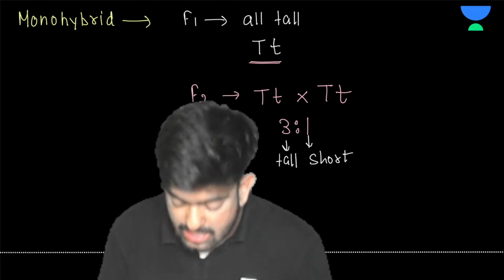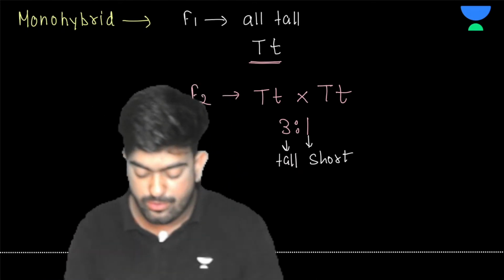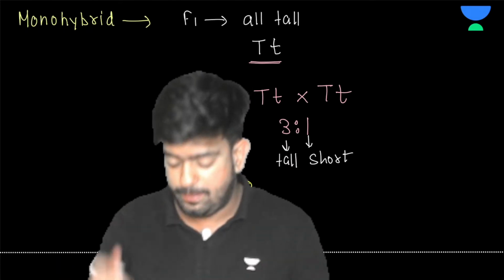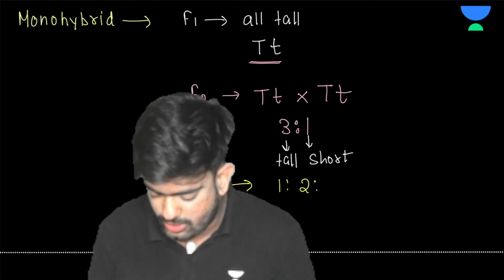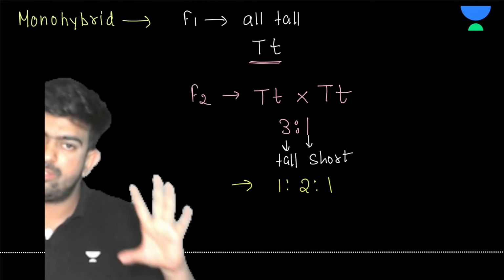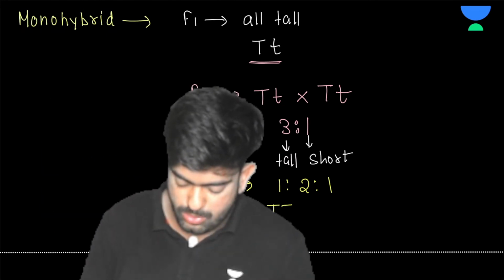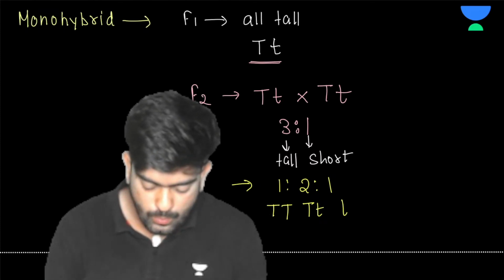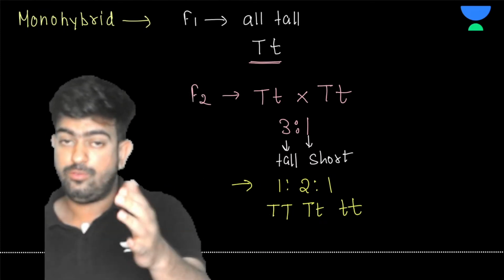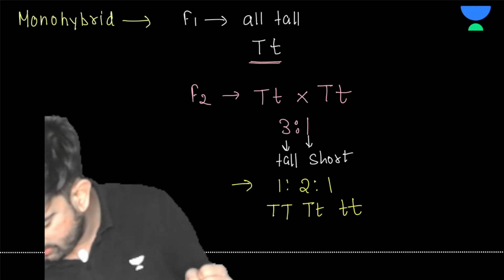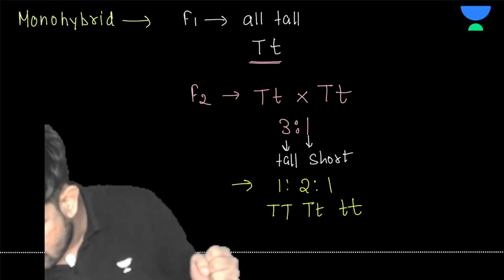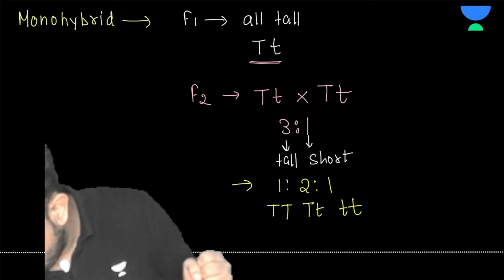Now, that was all about the monohybrid cross. And what was the genotypic ratio? The genotypic ratio was 1:2:1, sir. One plant was homozygous tall, the other 2 plants were heterozygous tall, and the one plant was homozygous short. Is it clear to everyone? If yes, let me know in the comment section. That's very good.